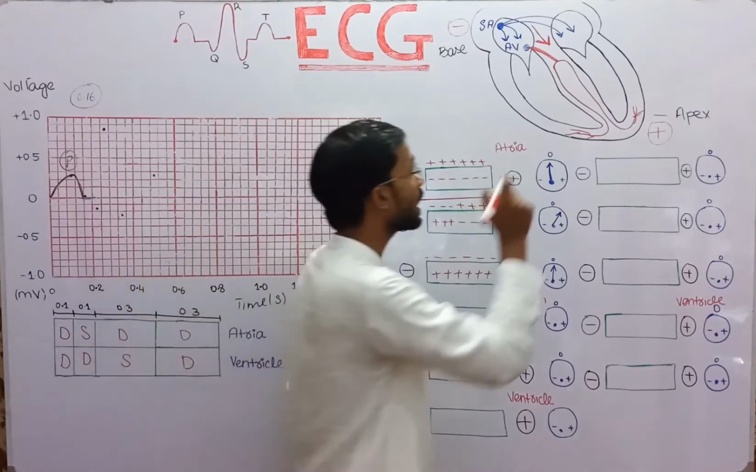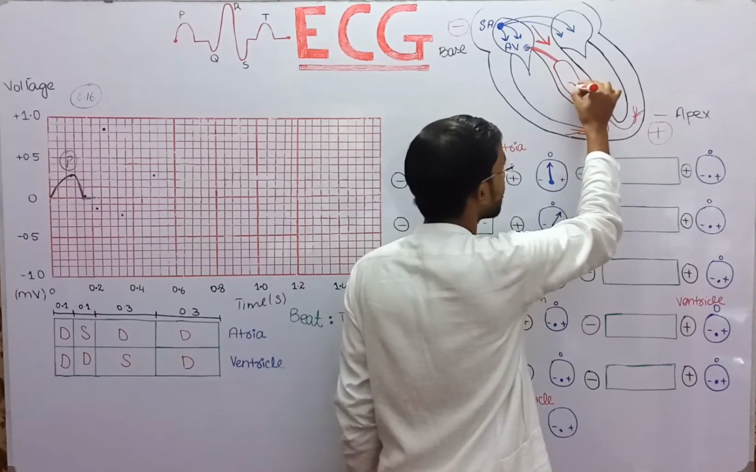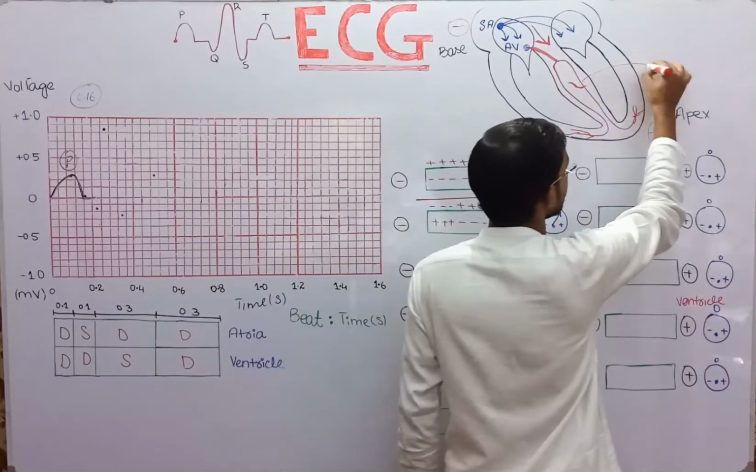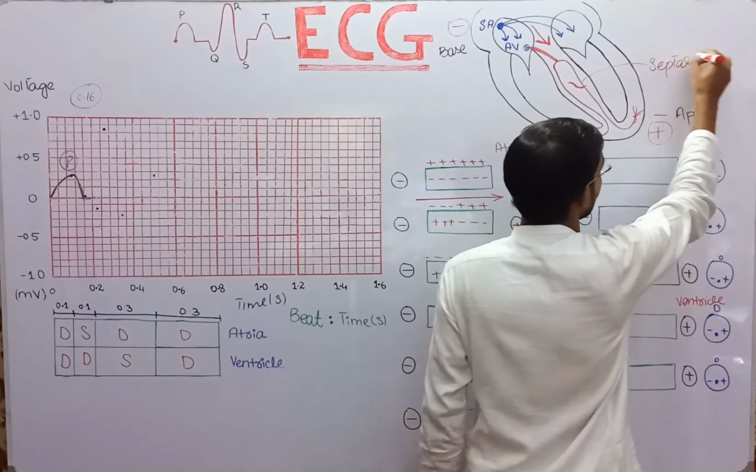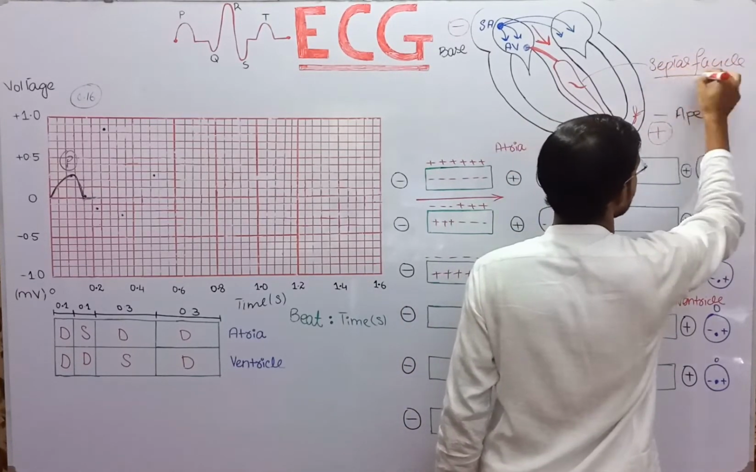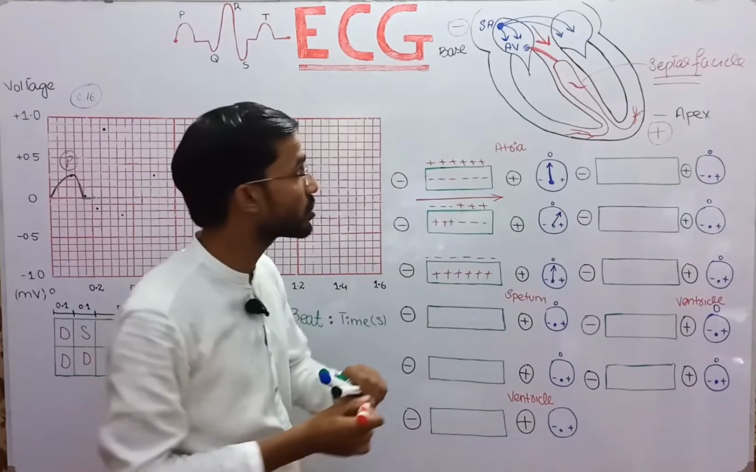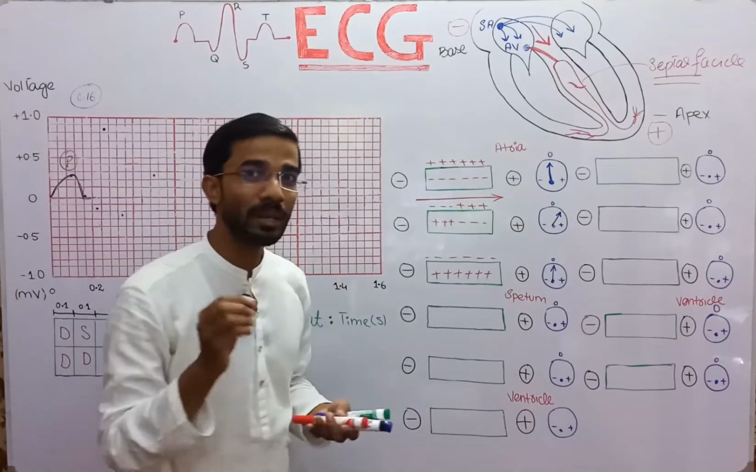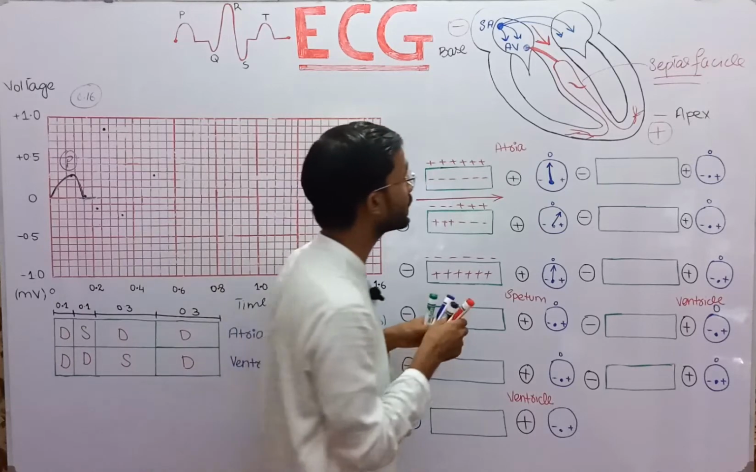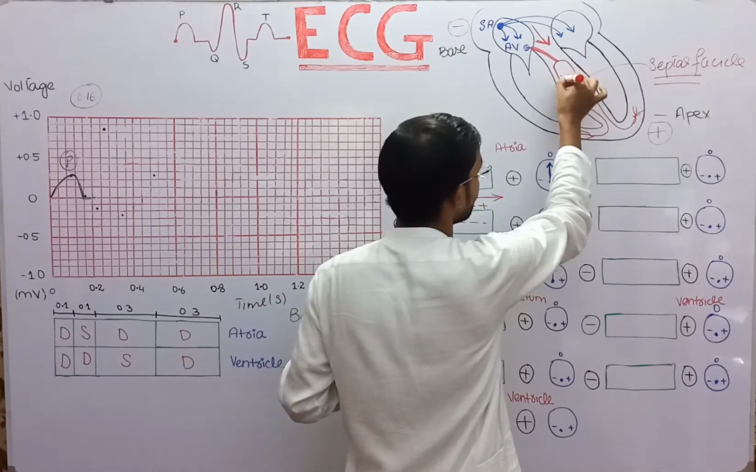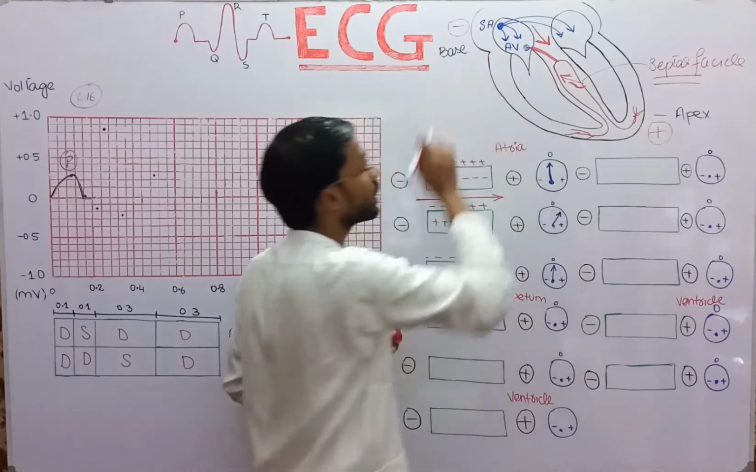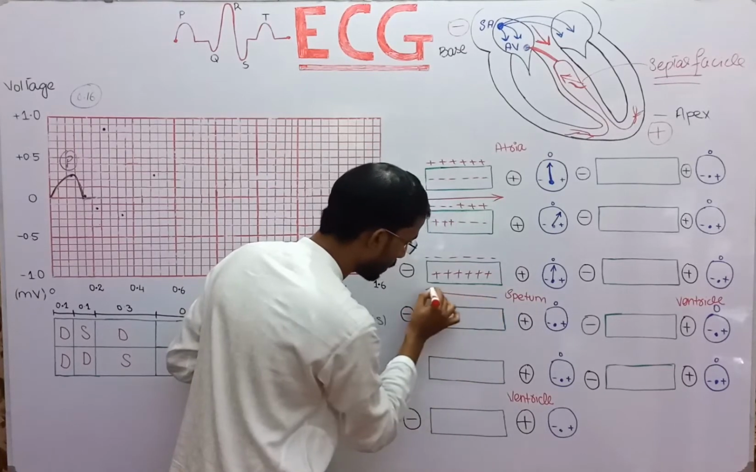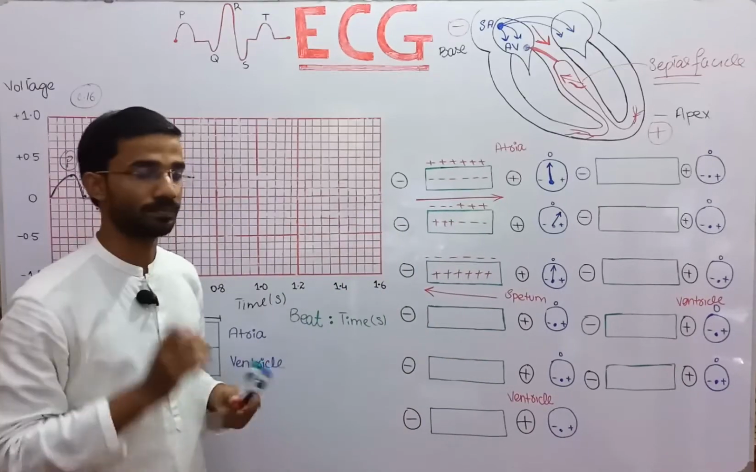Why? Because the left branch has another branch which is called the septal fascicle, which transmits the potential to the septum. And what will be the direction of this action potential? It will be from positive to negative. Here you can see the direction will be from positive to negative.